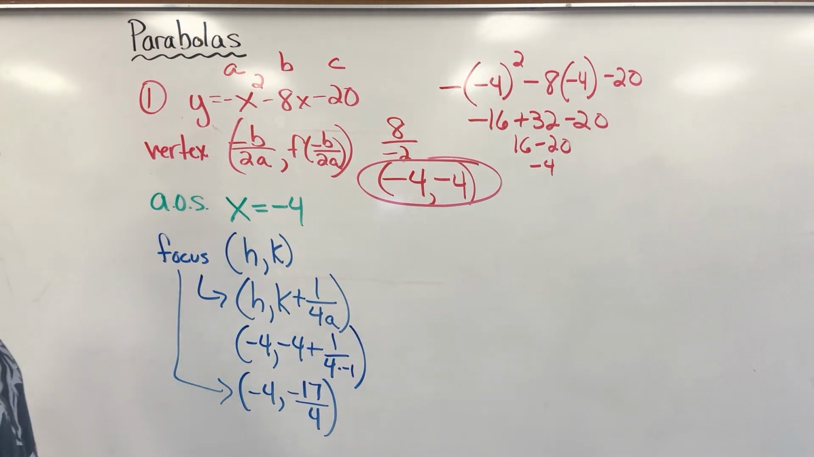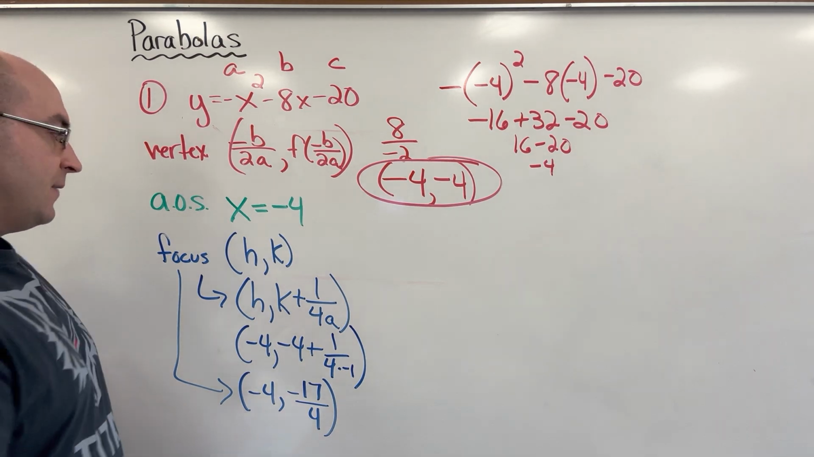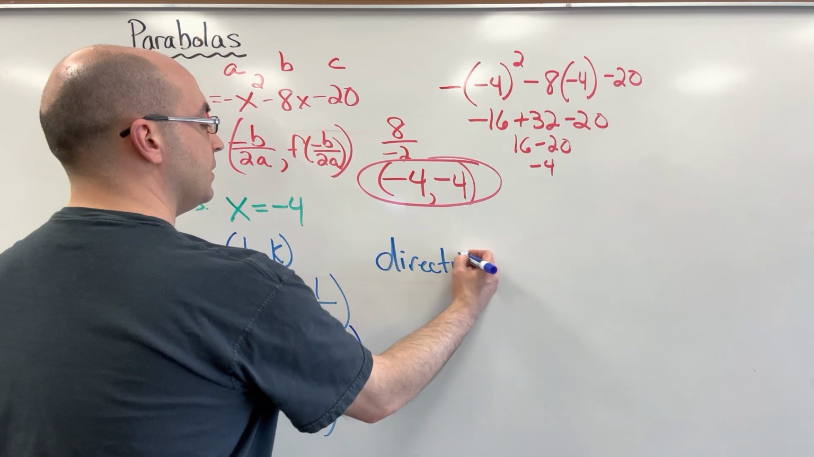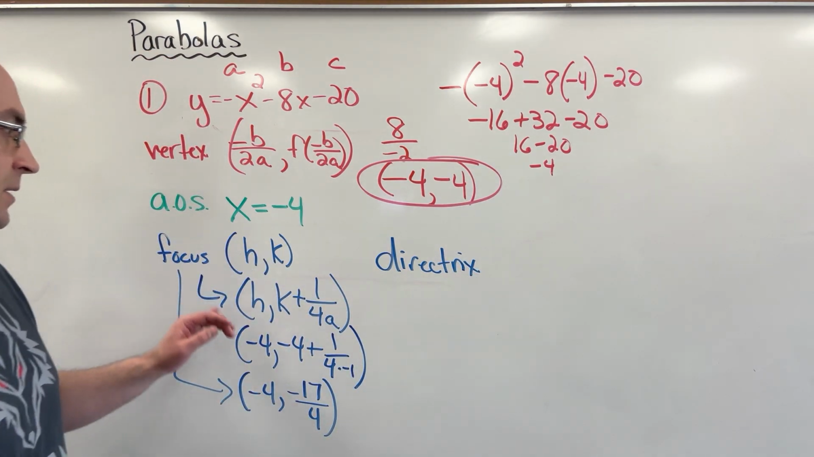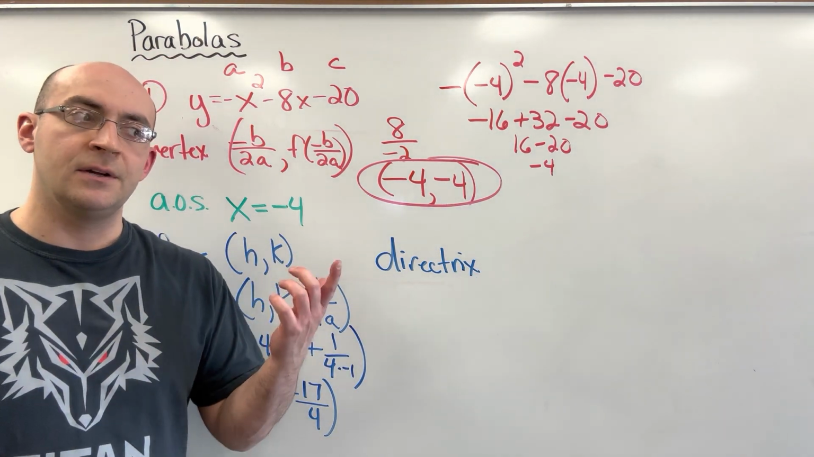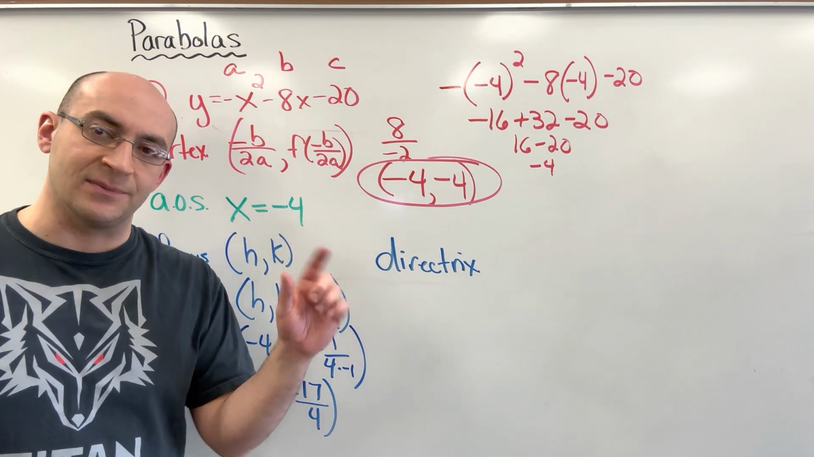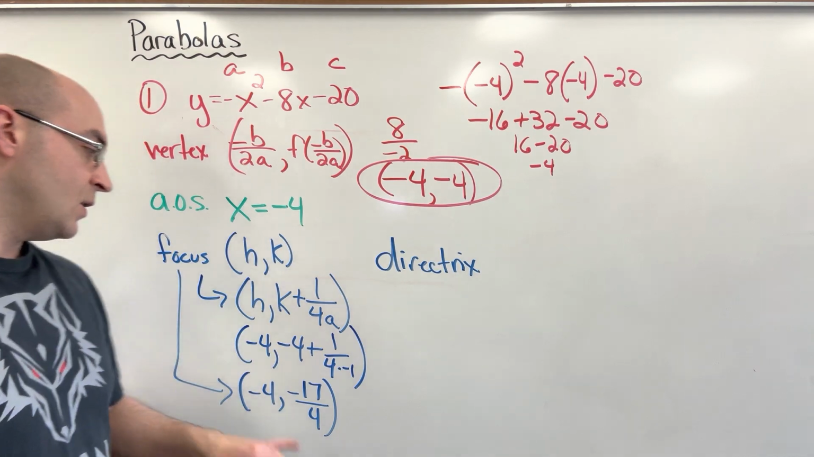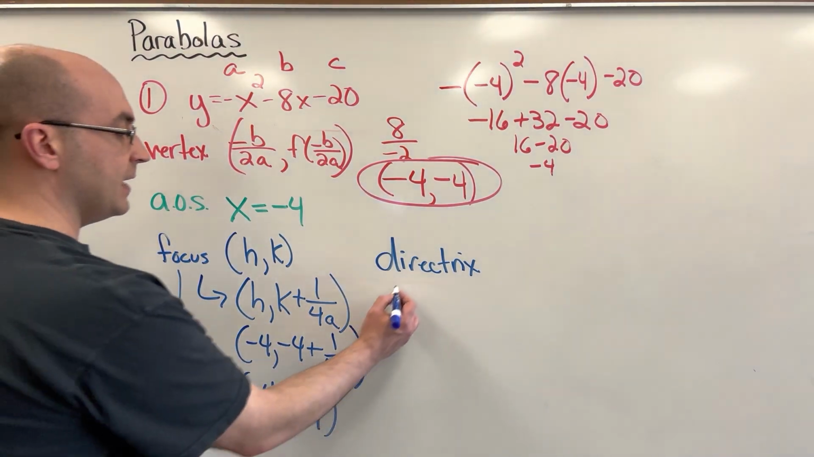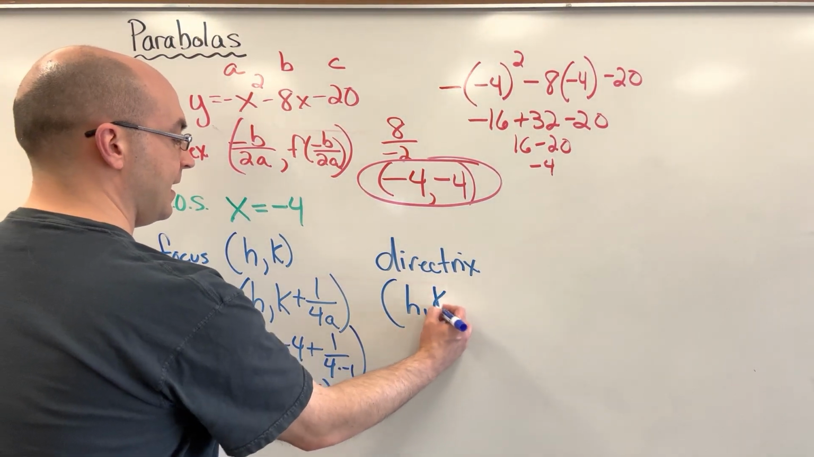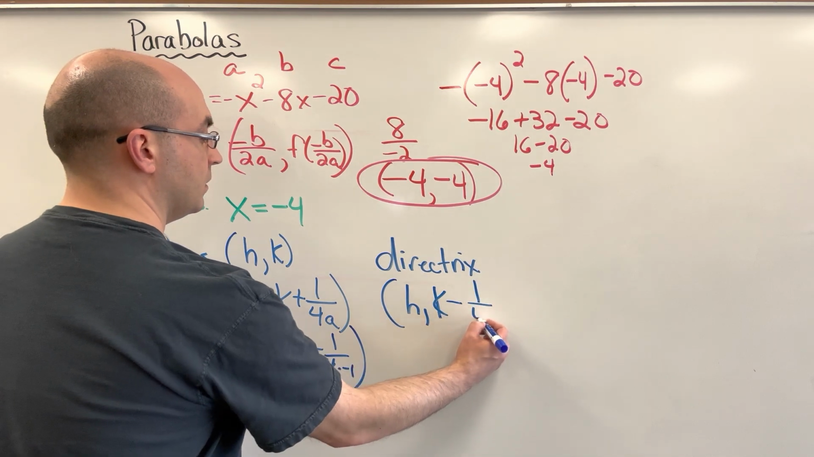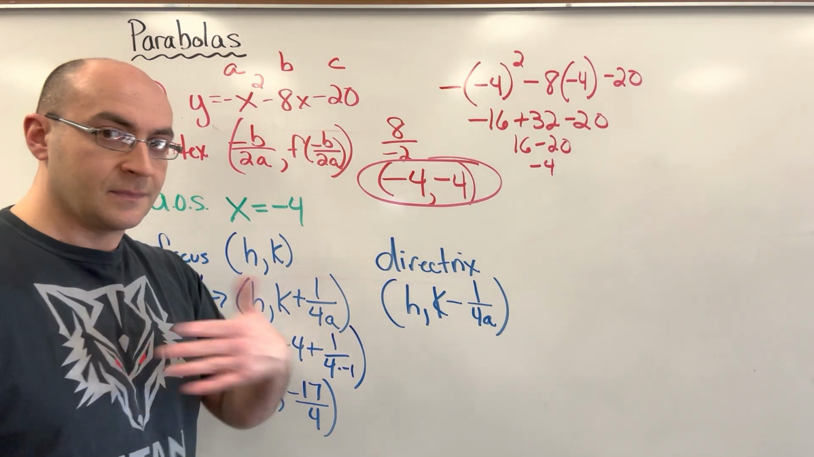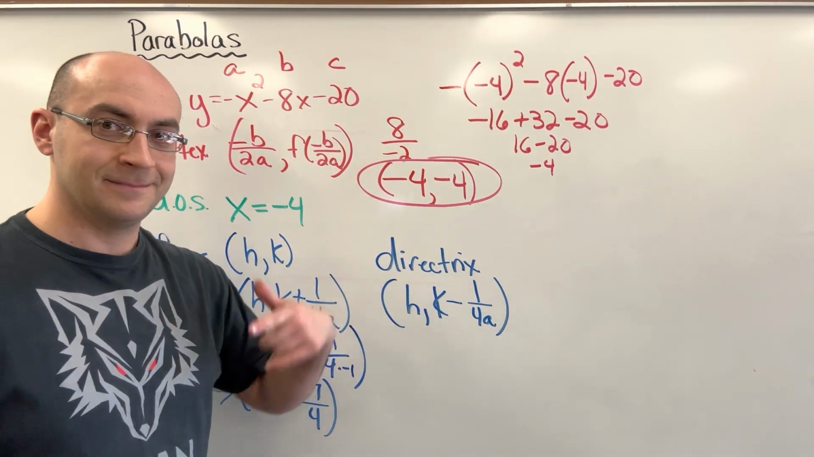Yeah. Okay. Now, the beauty of this is if you know the focus, you know the directrix. And the reason we know that is because, remember how I said earlier in the video that the focus and the directrix were equidistant from the vertex? They have to be the same distance away. It's just one's on one side and one's on the other. Well, algebraically speaking, to find it, it's going to be H comma K minus 1 over 4A, right? Because the plus is going to make it one way, and the minus is going to make it the other.